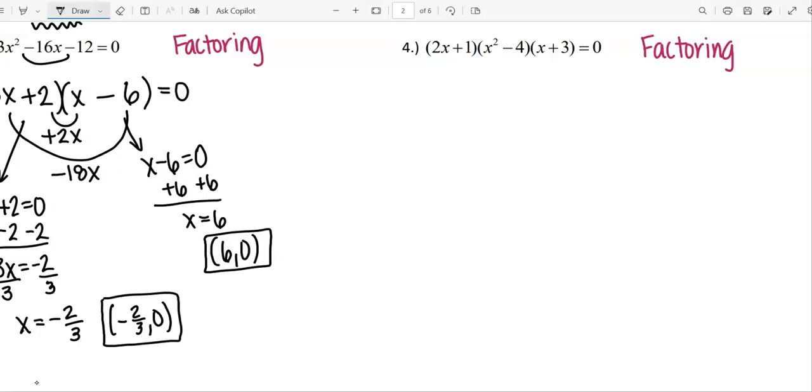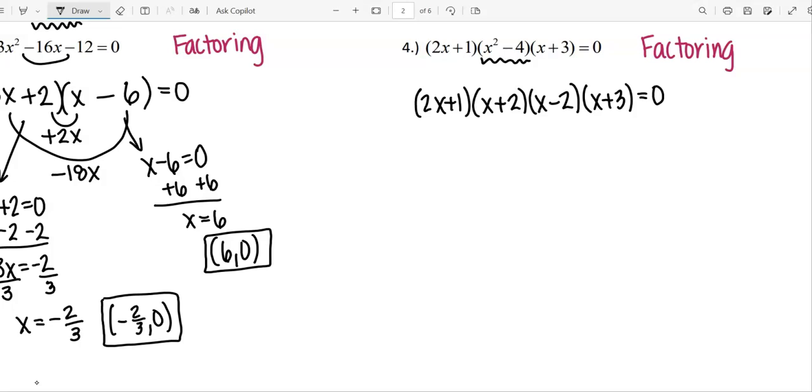Tell me the catch. There's a difference of perfect squares in the middle, so that can be factored again. So we'll keep the 2x plus 1. What does x squared minus 4 factor into? X plus 2, x minus 2, and then you've got x plus 3, and all of that equals 0. How many zeros will you have? 4 of them, and write them as ordered pairs.